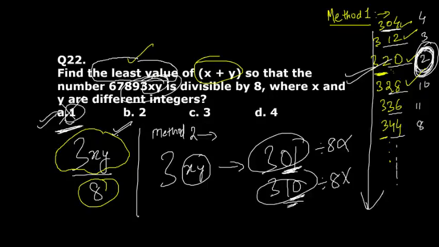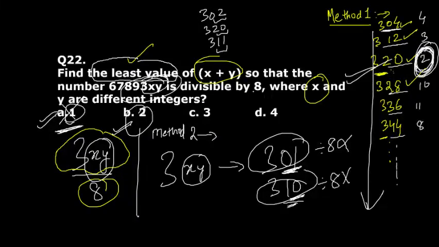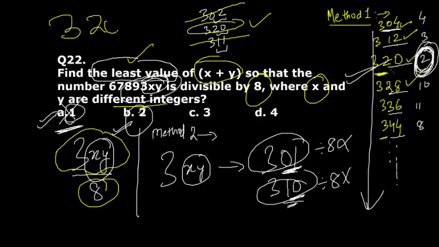Now let's try with 2. If your sum of the last two digits is 2, how is it possible? 0 2, 2 0, and 1 1. In all these cases we have 2 as the sum. But x and y should be different integers, so 1 1 is cancelled out, and the number should also be divisible by 8, so the first one is cancelled out, but this one is divisible by 8. So my answer is 320, and x plus y would be a minimum of 2, right? I hope you are getting my point.